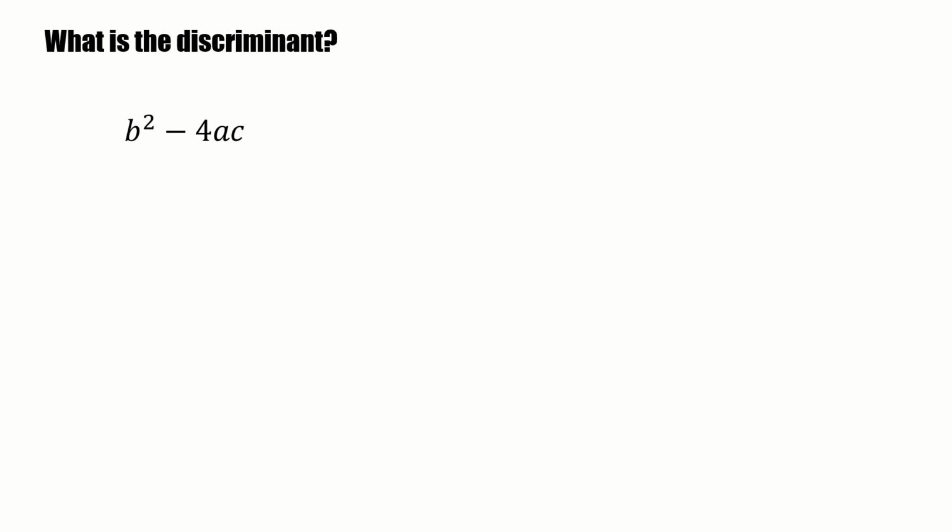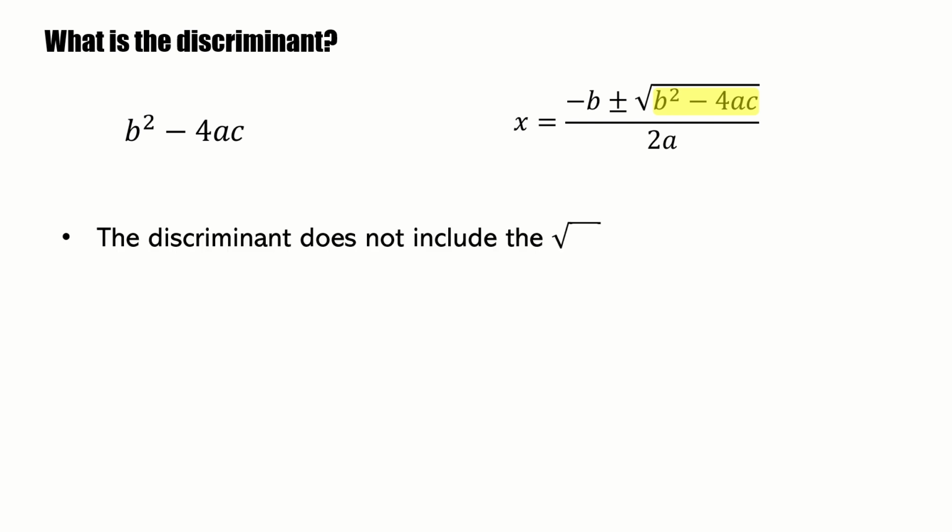The b squared minus 4ac is technically just a part of the wider quadratic formula, specifically the part that's usually under the square root. Therefore it is worth pointing out that when we refer to the discriminant, we're talking about the part not including the square root itself. So it's just the b squared minus 4ac part, not the square root on top of it as well. And the discriminant is useful because it helps us find out how many roots a quadratic equation has.